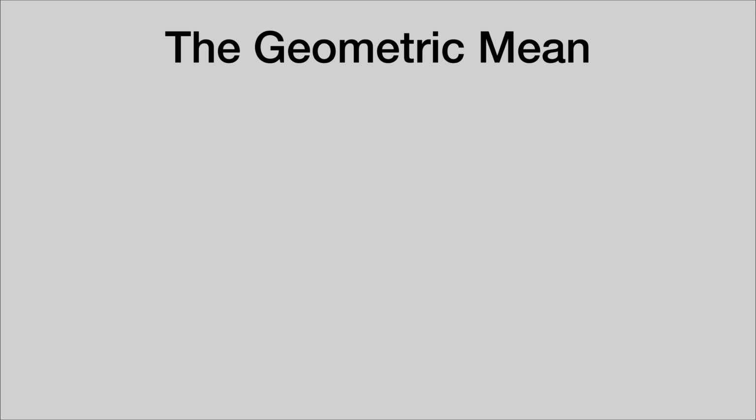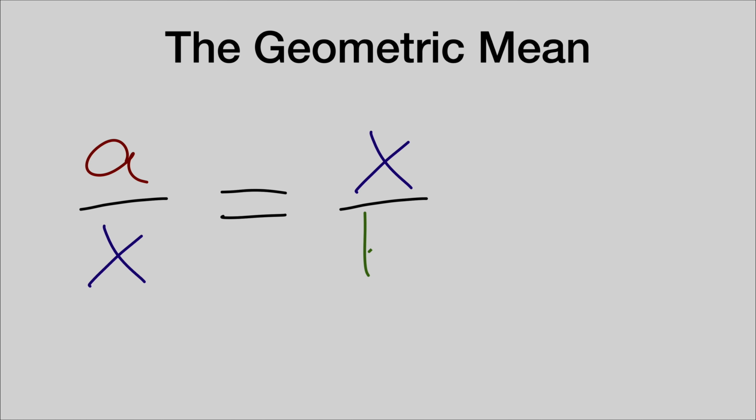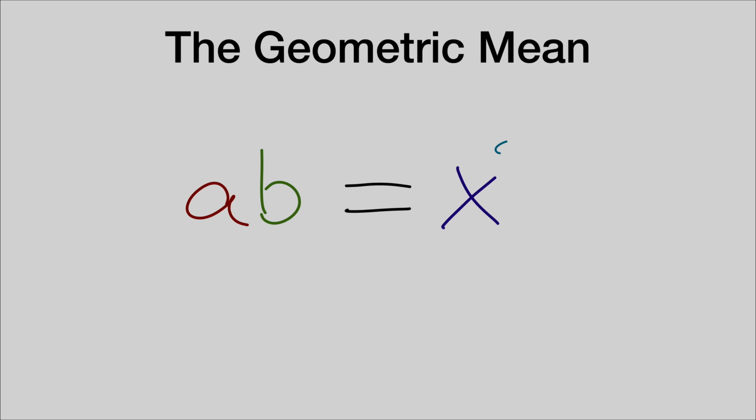So here's what the geometric mean basically is. If I was to create a similarity statement, a ratio, where A is to X as X is to B. If we wanted to solve this normally, we would cross multiply. So A times B is equal to X squared. And to get X by itself, we would square root both sides. So what we would find is the square root of A times B is X. And that is the geometric mean.